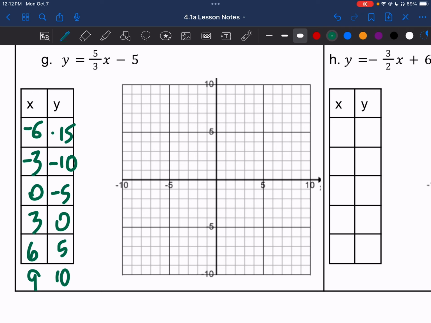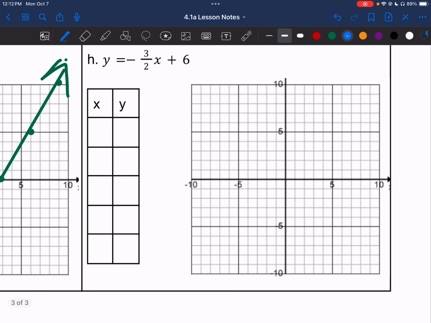So now I start graphing. -6 and -15 I can't graph, but -3, -10 I can. 0, -5, 3, 0, 6, 5, and 9, 10. And we draw our line, and we have our arrows.